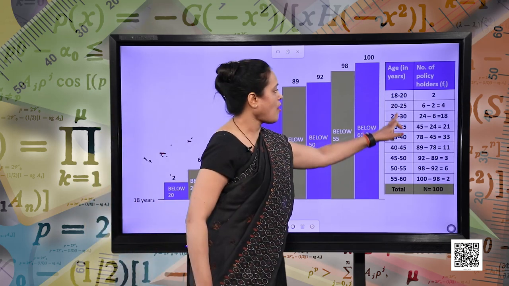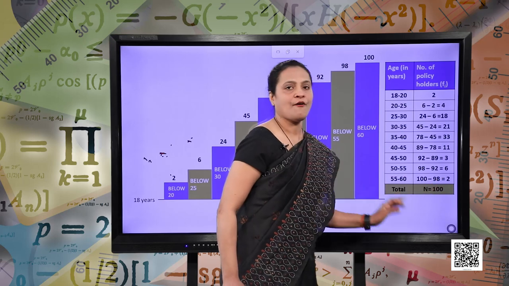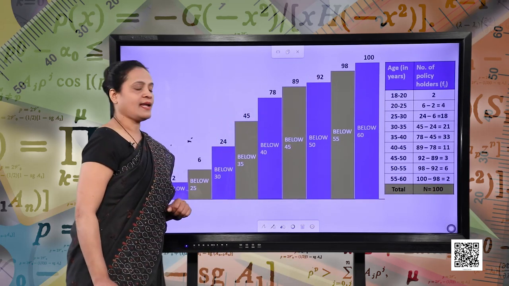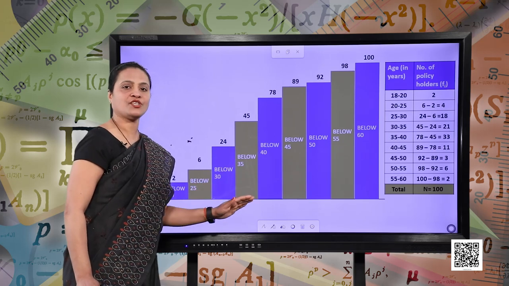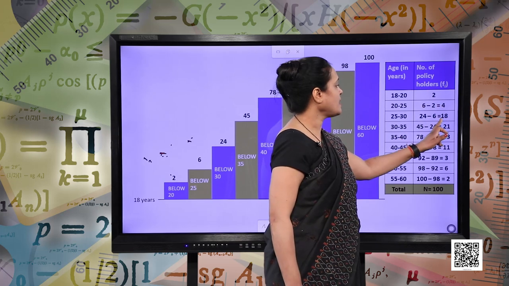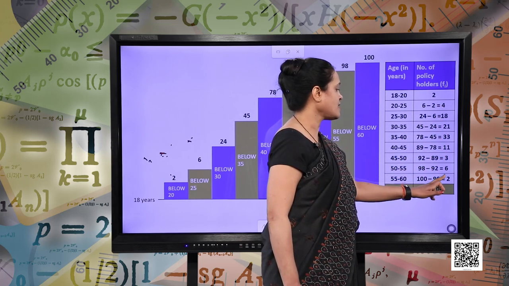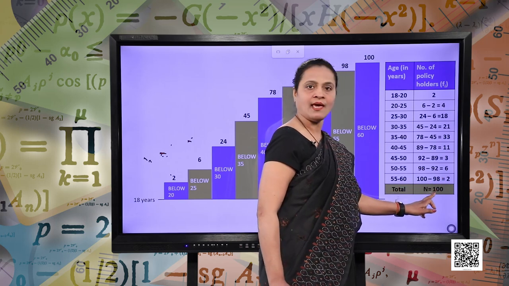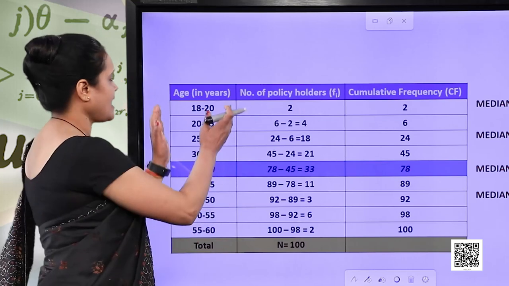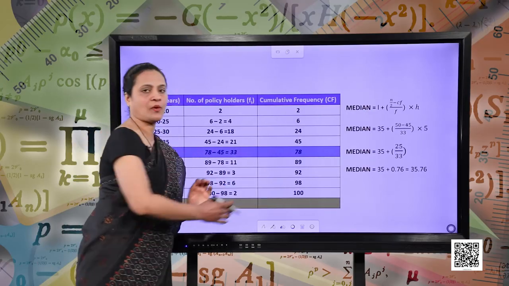So, we have formed the class intervals and the frequencies using this image. You can see that the total number of observations, that is the sum of all the frequencies, 2 plus 4 plus 18 plus 21 plus 33 plus 11 plus 3 plus 6 plus 2, turns out to be 100. So, in our final table, we will take the class intervals, frequencies and cumulative frequencies.